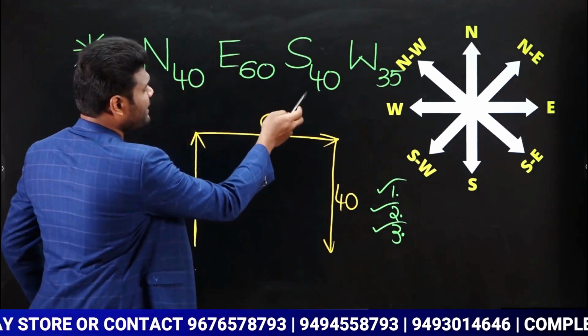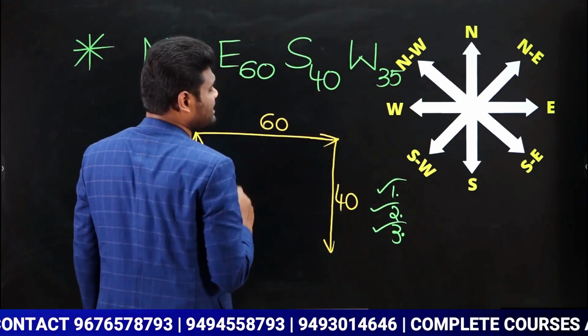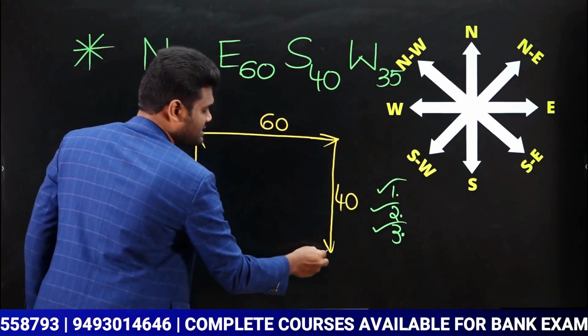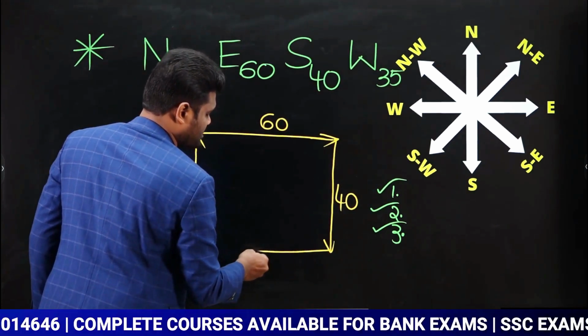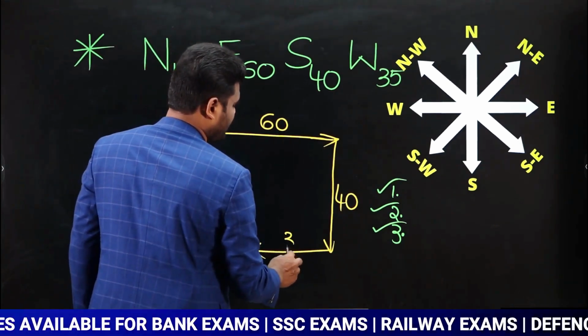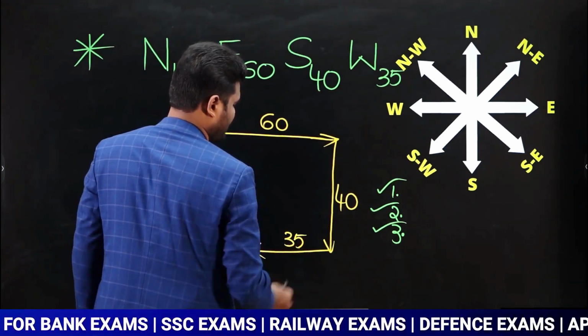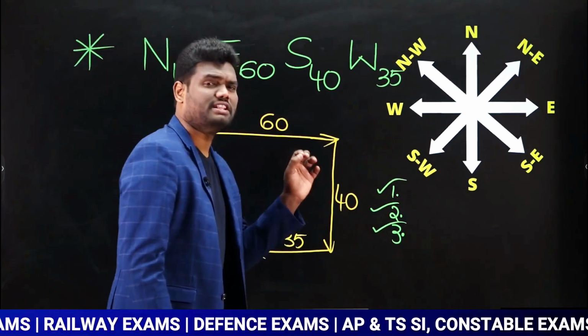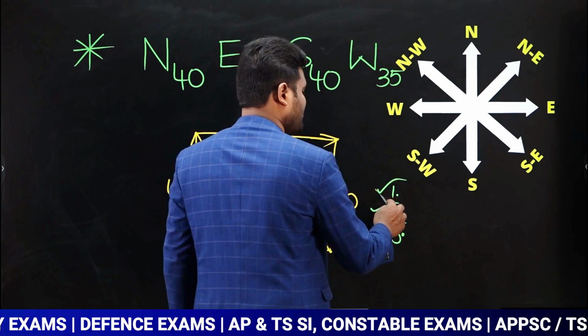Next he traveled towards west 35. West is in this way, that is towards our left hand side. So he traveled towards west 35 meters. Now, what is our question? Our question is the distance between starting point and ending point. This is our first question.